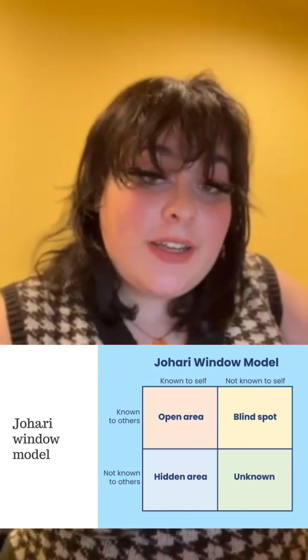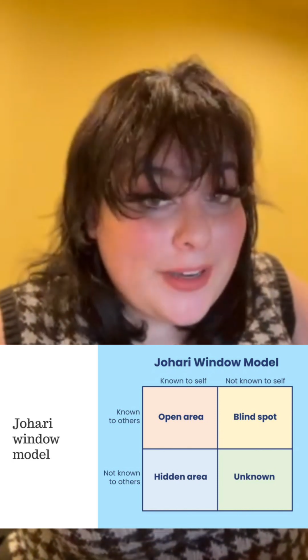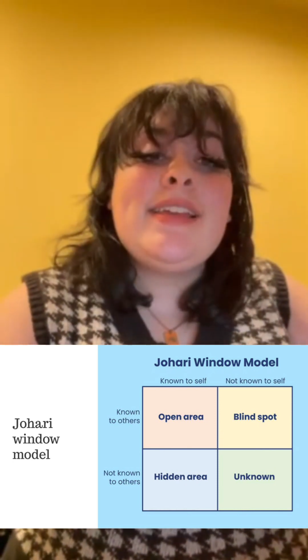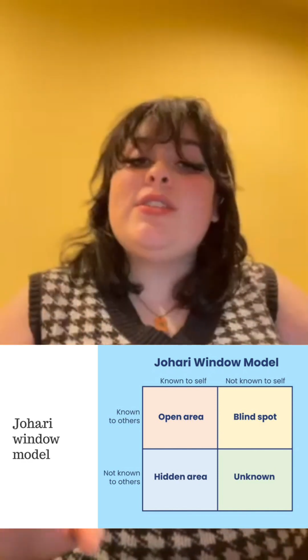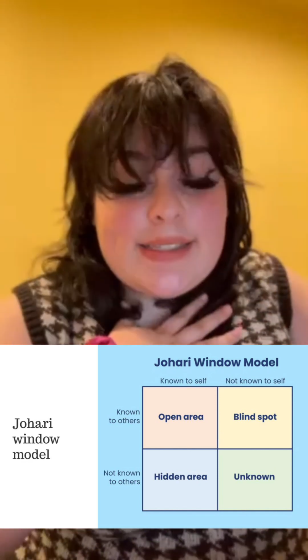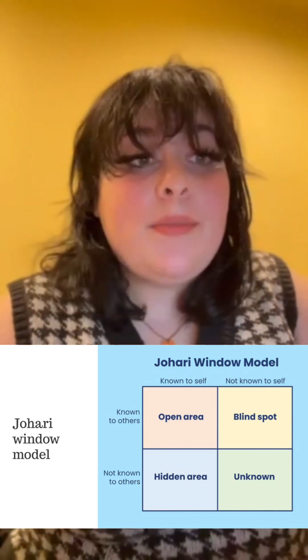The very last one is important. It's called unknown. It is the fourth square, and this is things that are unknown by you as well as everyone else. So these are traits that haven't even been explored yet. You know, I think that this is the most important one because in order to get to the unknown square, you need to go through each square in the Johari window, which is a journey on its own.